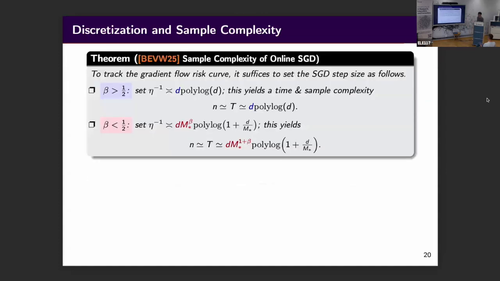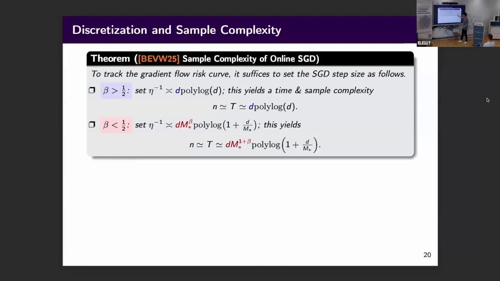Okay, so for this algorithm, the theorem states that there's a sufficiently small learning rate under which I can track the population risk, meaning that I will have the same scaling. Again, for this light tail case, beta greater than 1/2, the learning rate will just be 1/d polylog d. This is the same as what you get for just learning one quadratic neuron. And this gives me a sample complexity of d polylog d. And for this heavy tail regime, now my learning rate needs to scale with d times m star to the beta. This is probably not optimal, but now the sample complexity becomes m star to some power times d.